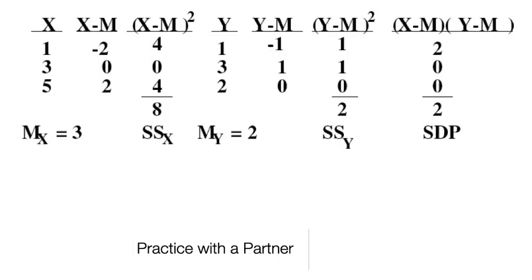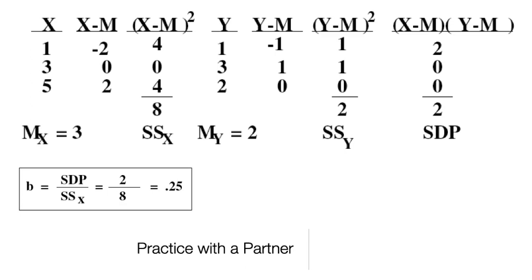Let's calculate our A value now. We have our B of 0.25. We have our mean of X.